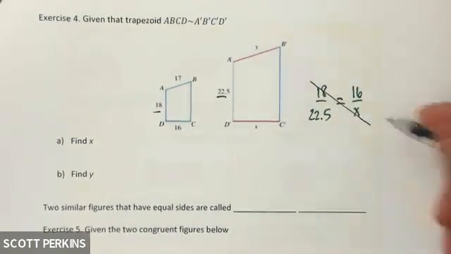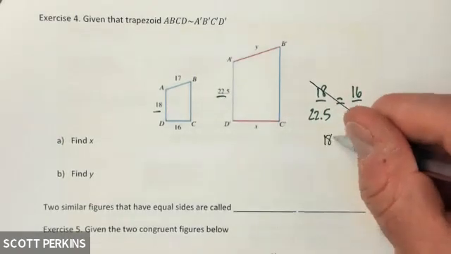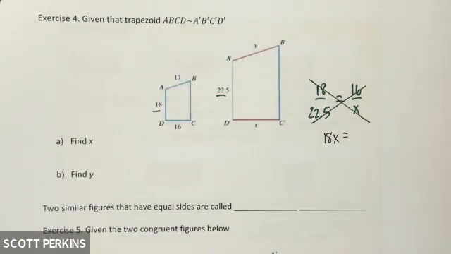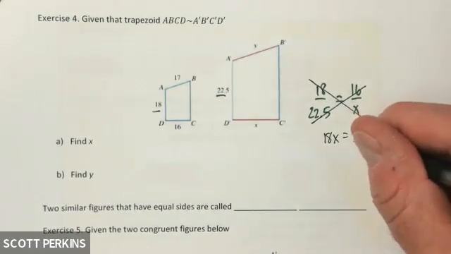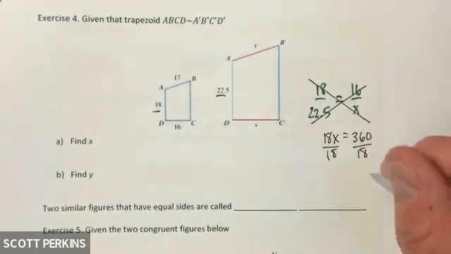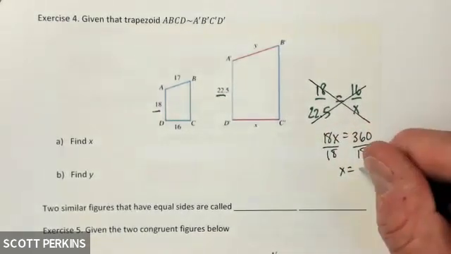We'll go along the diagonal. 18 times x is 18x. 16 times 22 and a half is something. Anyone's got that? Feel free to. 360, beautiful. And then when I divide both sides by 18, we get that x is going to be, it looks like that's going to be 20.